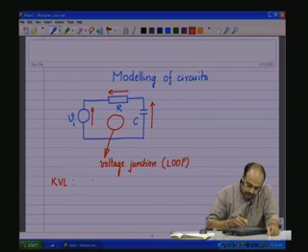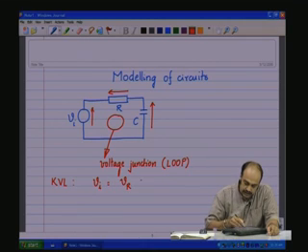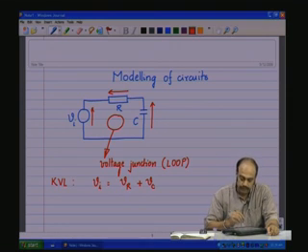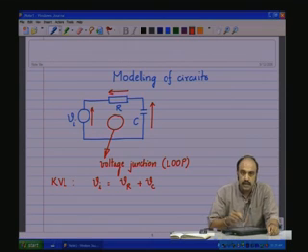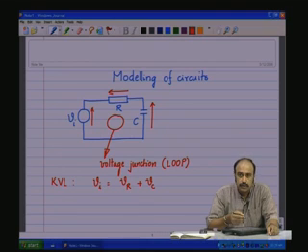So, therefore, Vi is equal to Vr, which is the voltage across the resistance, plus Vc, which is the voltage across the capacitance. So, this is the equation for the circuit, but however, this equation does not fully describe the circuit, which has components like the resistance and the capacitance. We need much more detail to understand and analyze the circuit.